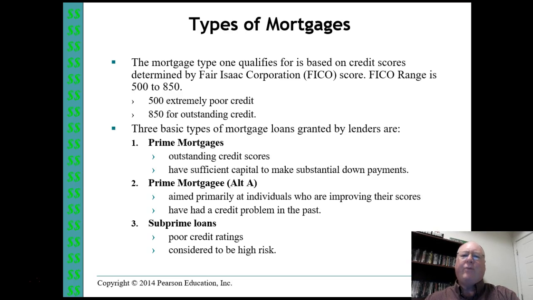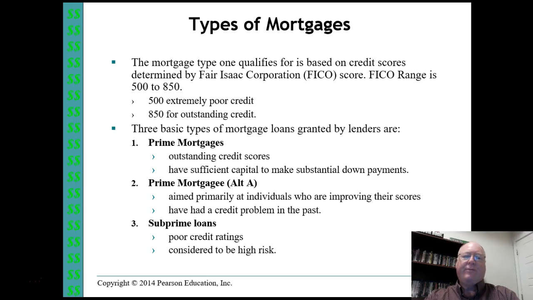There are three basic types of mortgages granted by lenders. Some are called prime mortgages, which are given to those who have outstanding credit scores and a sufficient down payment. They usually have sufficient capital to make not only those down payments but also to cover their mortgage payments themselves. There's what's called a near-prime mortgage, which is aimed at individuals who are improving their scores. They may have had a credit problem in the past, but they're definitely getting back on their feet financially.